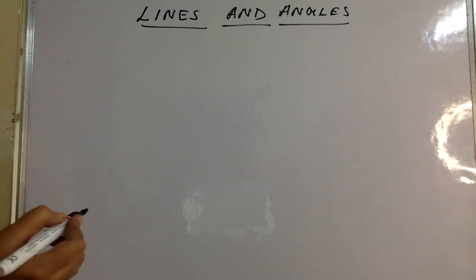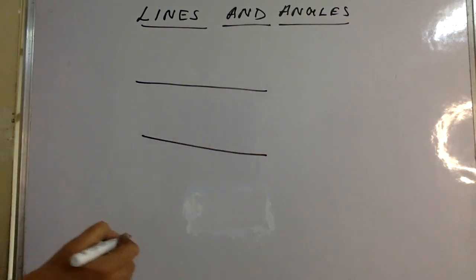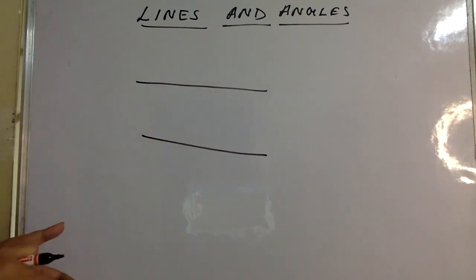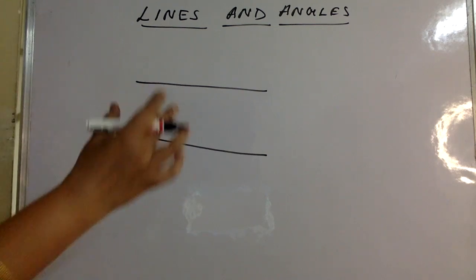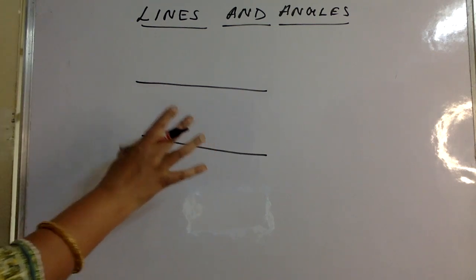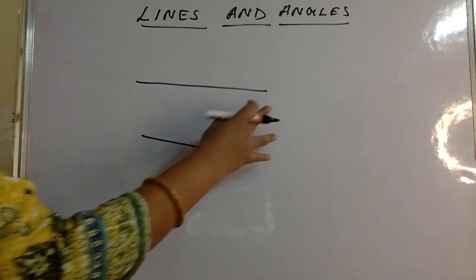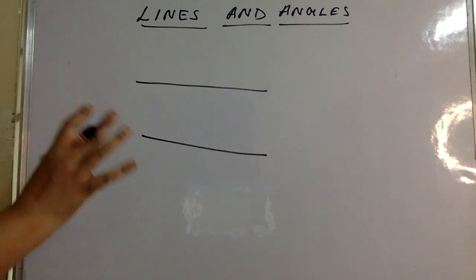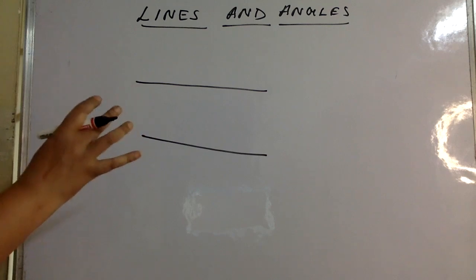Now, in lines and angles, what are parallel lines? Parallel lines are two lines which do not meet. They are said to meet at infinity. So if these two lines do not meet in a finite distance, they are called parallel lines. That is, if you extend it this side also, it will not meet, or if you extend it this side, even then it's not going to meet. Then we call them parallel lines.